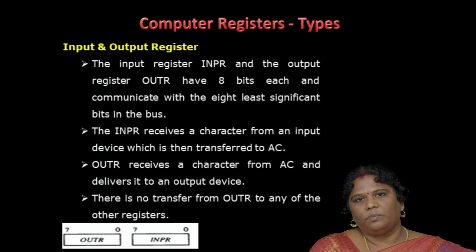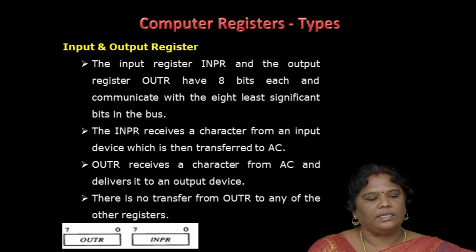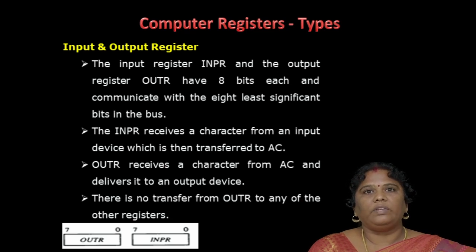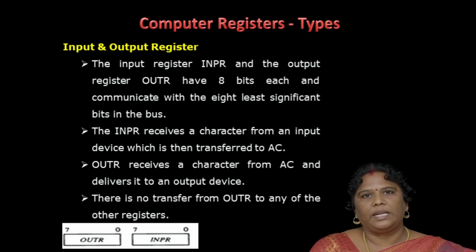The output register will receive the character from the accumulator and will transfer it to the output device. There is no transfer from the output register to any other registers. So mainly the computer registers are used for transferring data between memory and CPU, and also for processing and manipulating data within the CPU by using these registers.